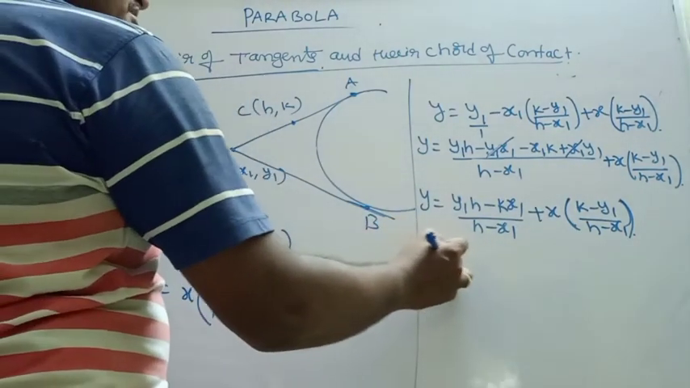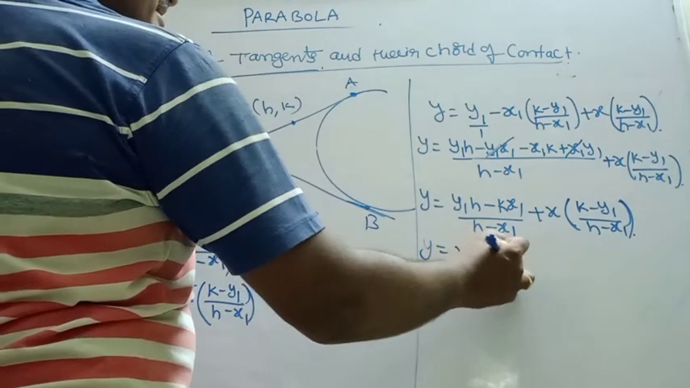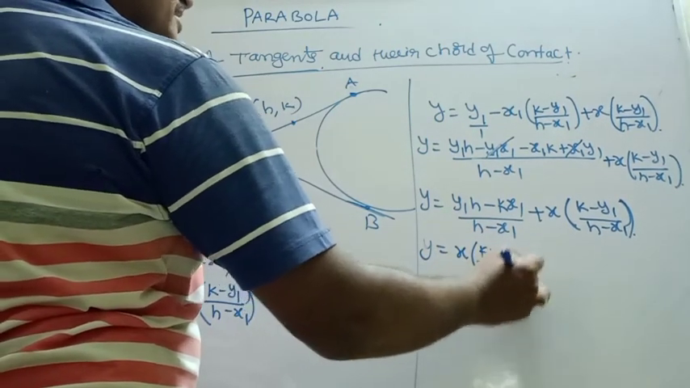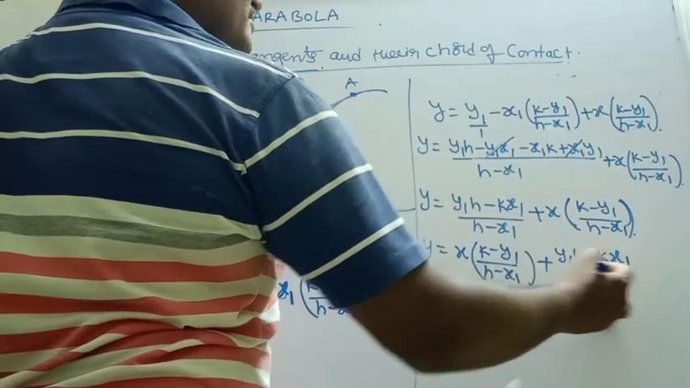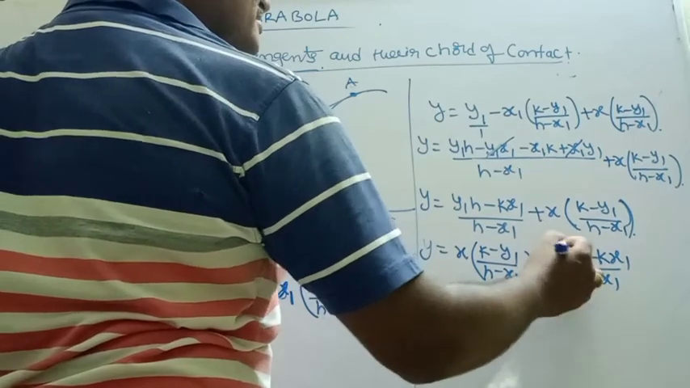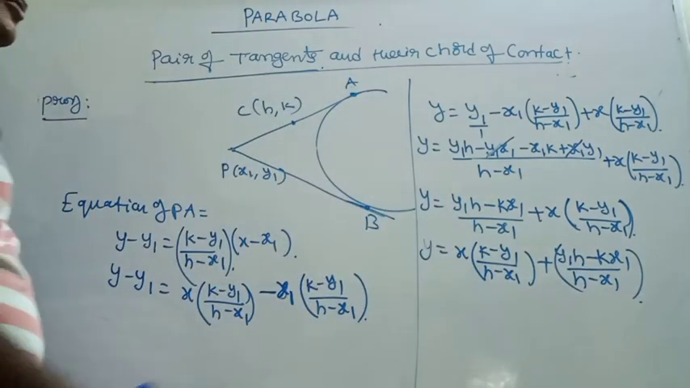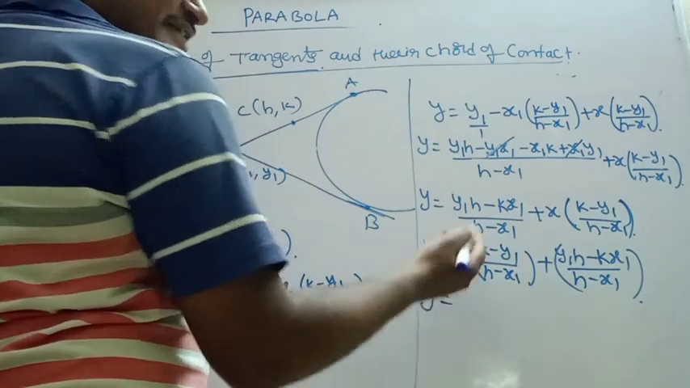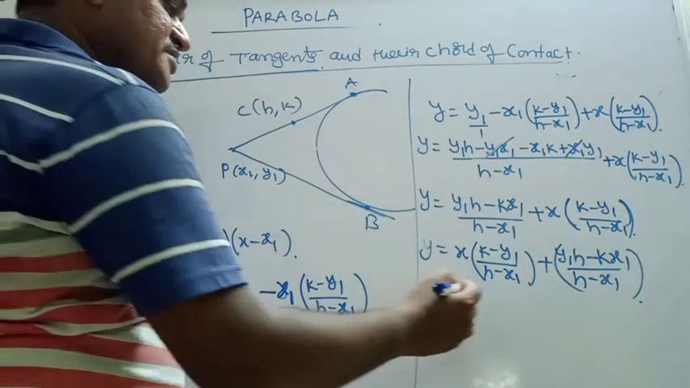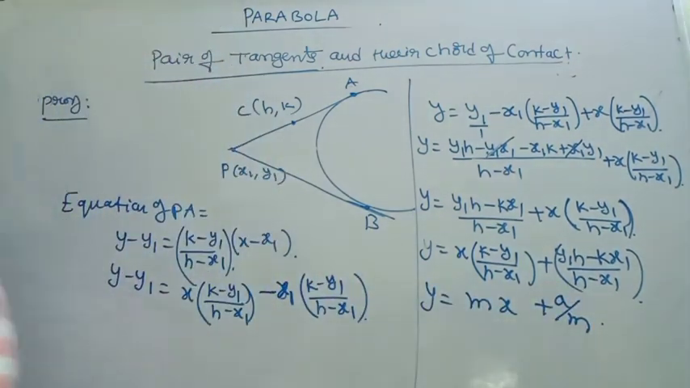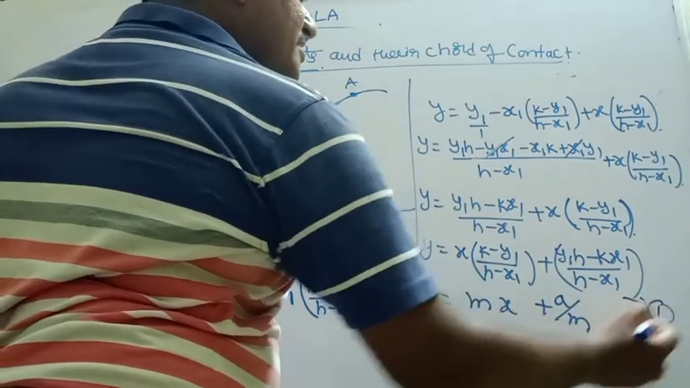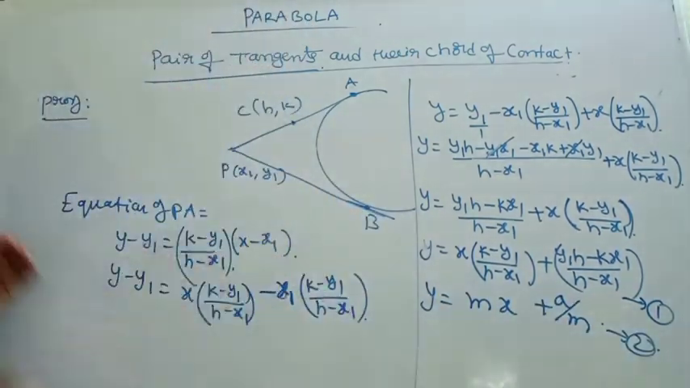That means y is equal to x into (k minus y1) by (h minus x1) plus (y1h minus kx1) divided by (h minus x1), right? Something like this we have got here. And actually the equation of the tangent is nothing but y is equal to mx plus a by m. Let us call this as equation number 1 and this as equation number 2. Equation of the tangent in slope form is y is equal to mx plus a by m.